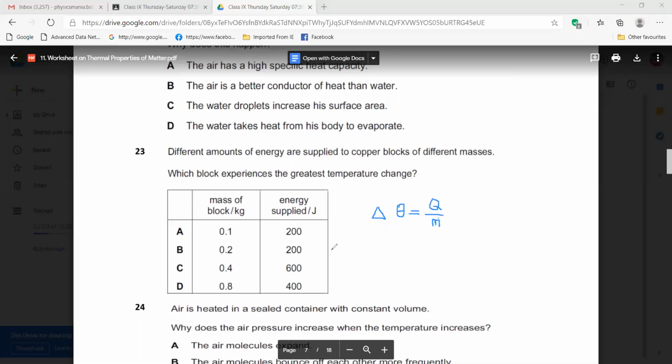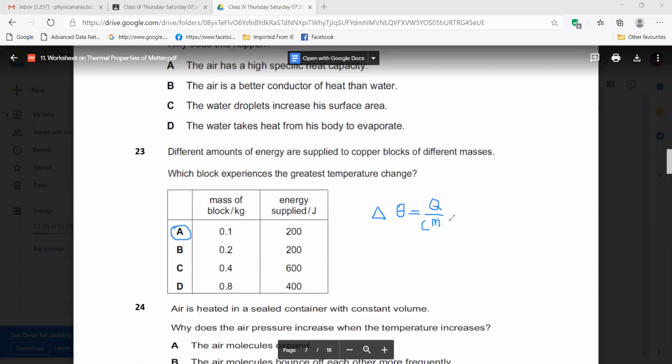Please write this on your copy. For A it is 2000. For B it is 1000. Then C is 1500. Then D is 500. So which one is giving you the greatest? A, 2000, right? So our answer is A. Is it clear to you, right? Yes, sir.